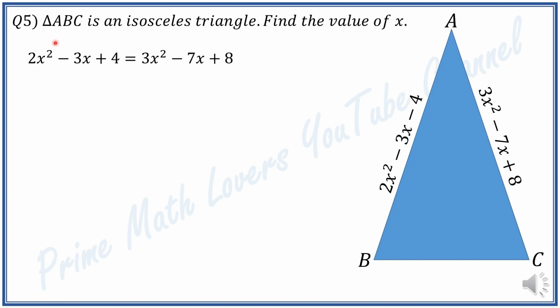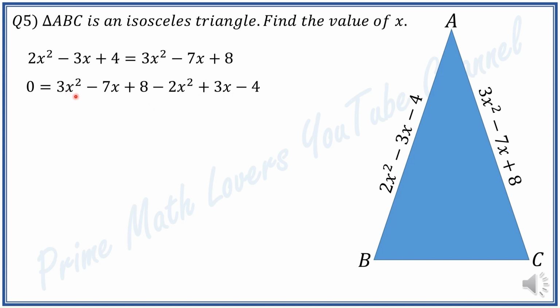I take all these three terms to the other side, so we will have 0 is equal to 3x squared minus 7x plus 8. 2x squared, when it goes to the other side, the sign will be negative, so it will be negative 2x squared. Negative 3x will be positive 3x, and positive 4 will be negative 4.